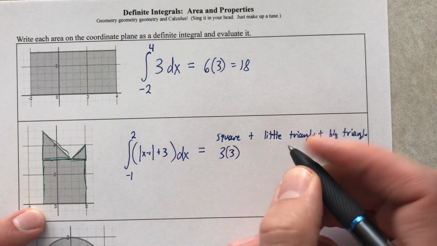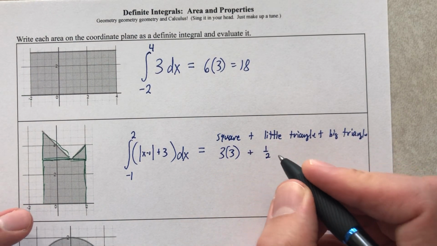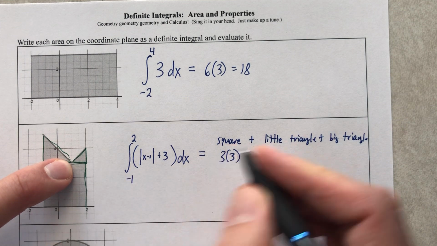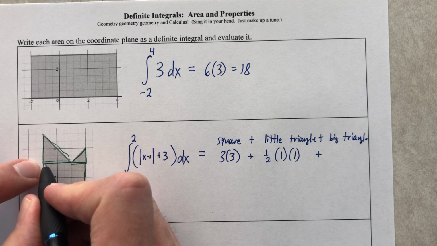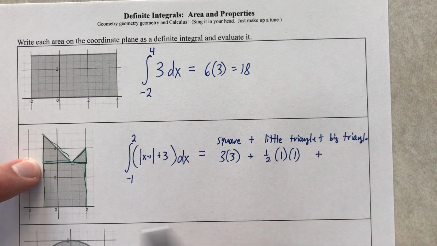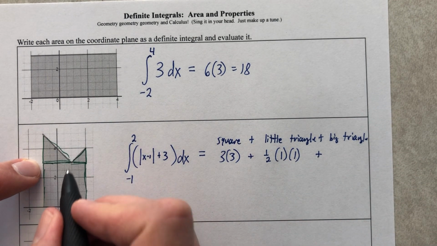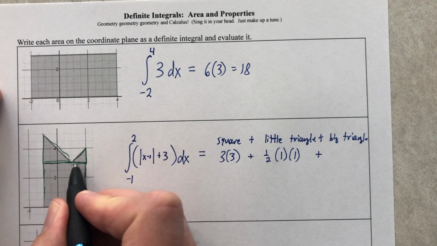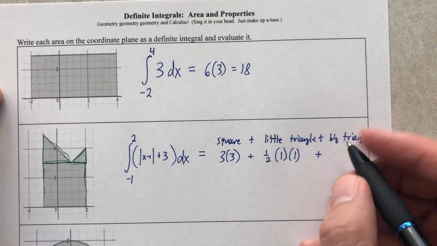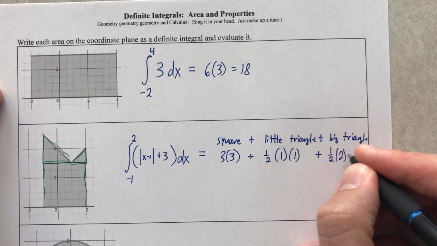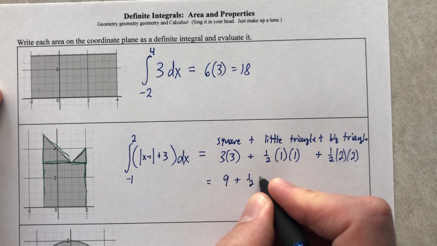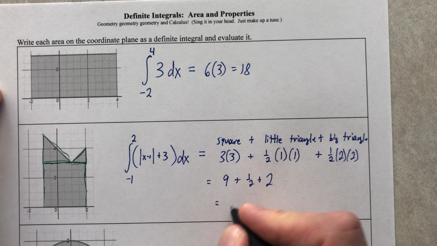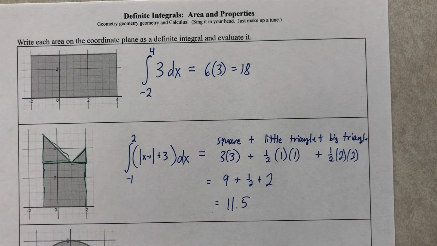3 across, 3 up. The little triangle, 1/2 times 1 times 1. And the big triangle is 1/2 times 2 times 2. Notice we're on a scale of 2 here. So when you're looking at that and you're like, oh, you really went over 2 blocks, well, I really went over 1 unit. So 1/2 times 2 times 2. Okay, let's keep moving. 9 plus 1/2 plus 2. That's going to give me 11.5 square units.